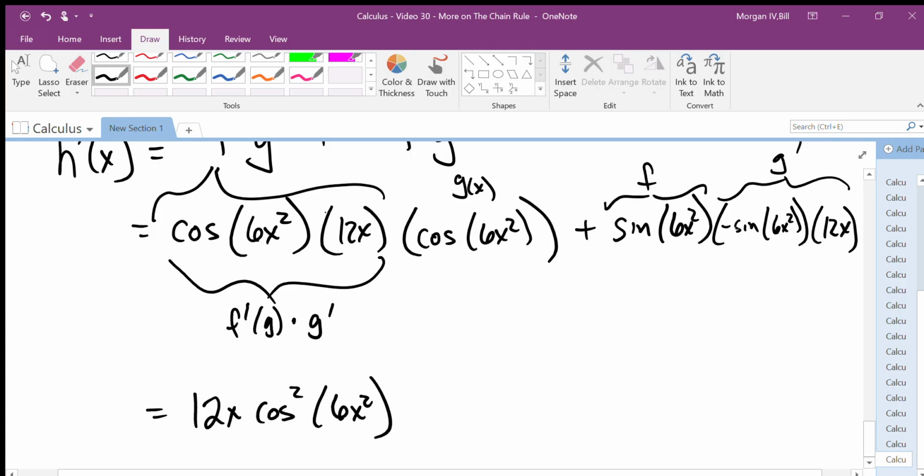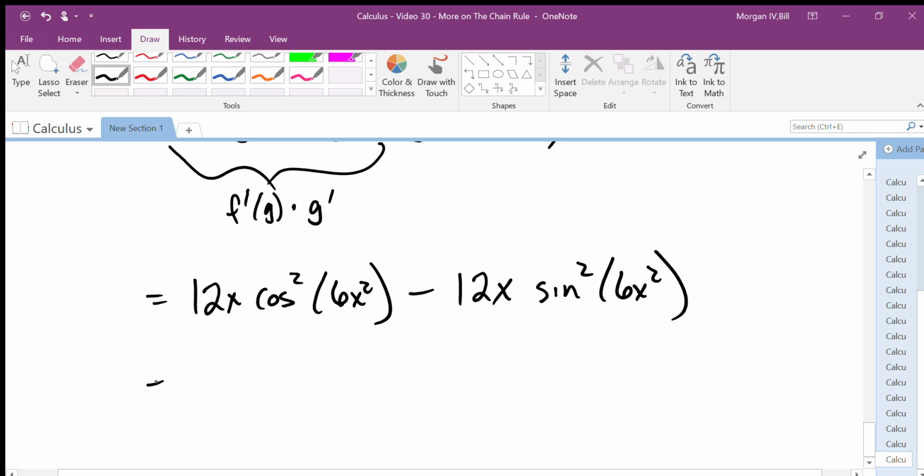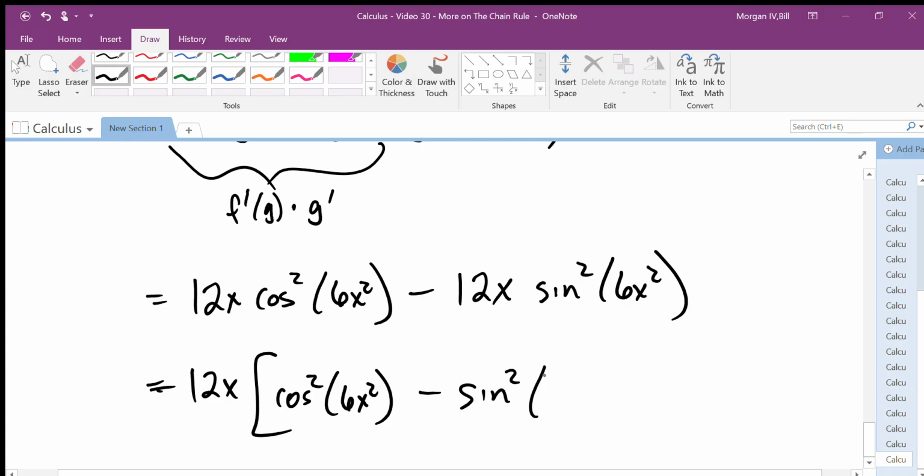Then over here I have a negative sign, so minus sine of 6x squared times sine of 6x squared times 12x. So 12x sine squared of 6x squared, which you could factor out the 12x from, leaving us with cosine squared of 6x squared. The 6x squared here is like the angle, right? Cosine of the angle. Cosine squared of 6x squared minus sine squared of 6x squared, which would be a great answer. Perfect, 100%.